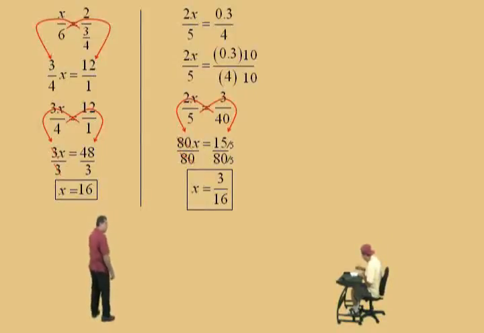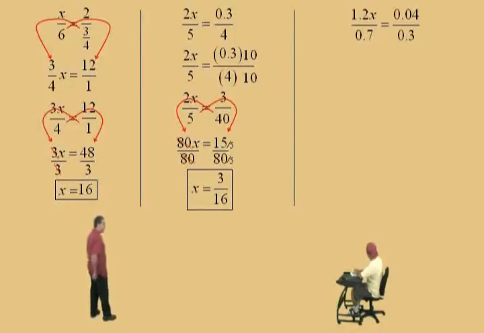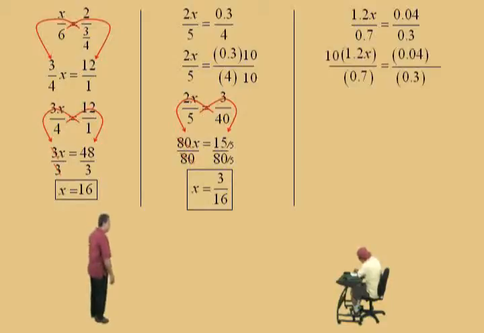Okay, Charlie, got one more. Let's make it a good one. There it is right there. All right. Now, before we cross multiply, because we don't have a calculator, we're going to clear those decimals out. Now, notice on the left-hand side, we have 1.2x over 0.7. To clear those decimals out, we need to multiply top and bottom by what? 10. That's right, Charlie.